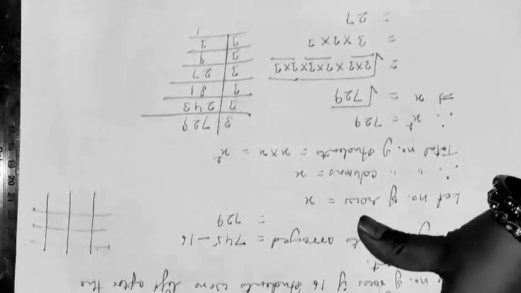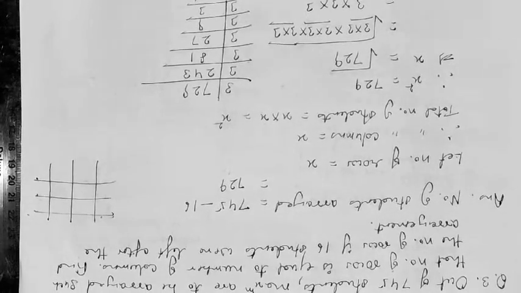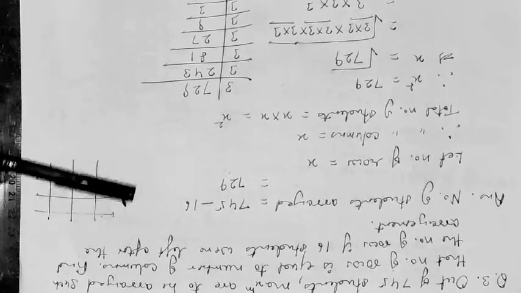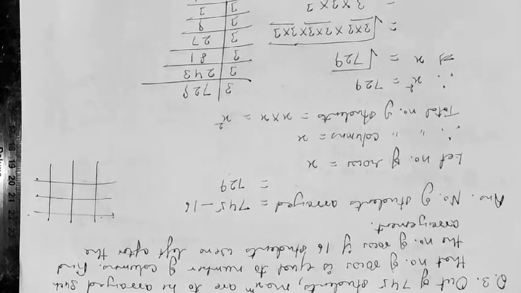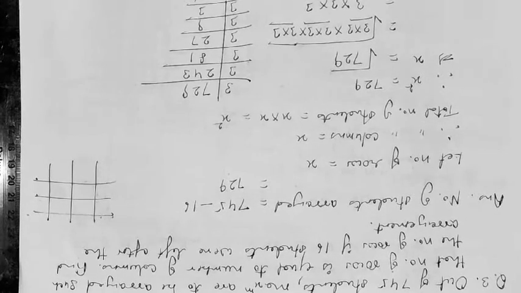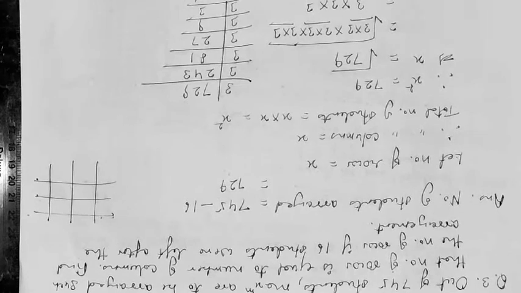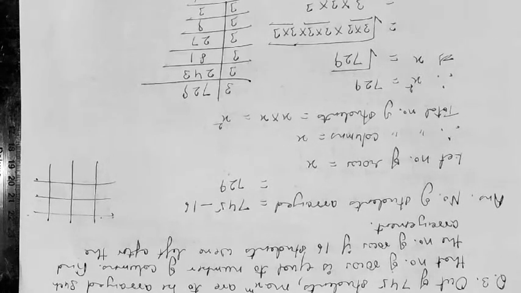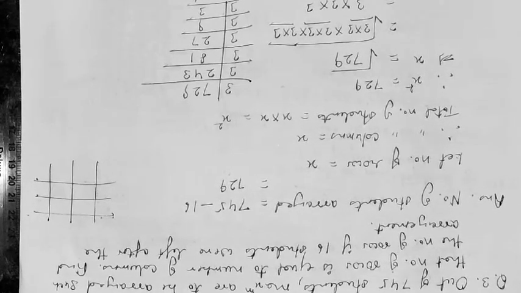Let us revise the whole question once again. The problem was we have total 745 students. We have to arrange them in such a manner that the number of rows is equal to the number of columns. While arranging the students in such manner, 16 students were left out. They cannot be arranged in this manner. So first we will find out the number of students that can be arranged. So 745 minus 16. So the number of students that can be arranged is 729.